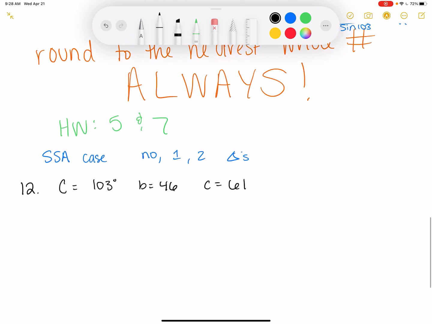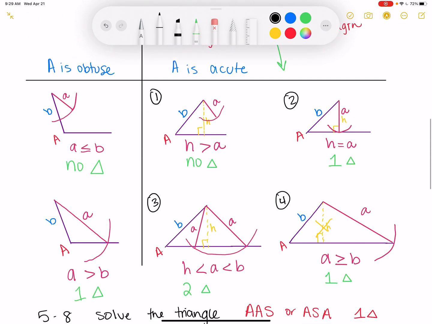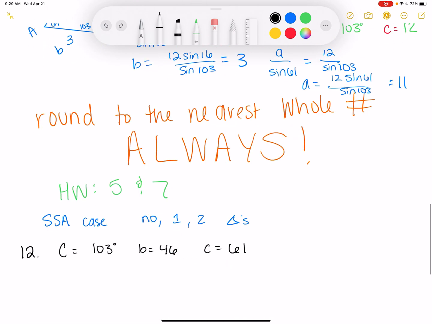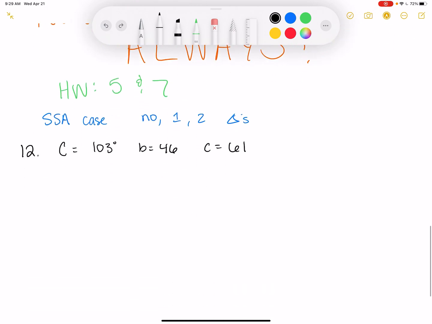All right, so I've got an obtuse angle, so that means I'm looking at the left side of my chart. So I need to see if it's less than or equal to, or if it's greater than, and then I can decide how many triangles I have. So in this case, I need to compare.